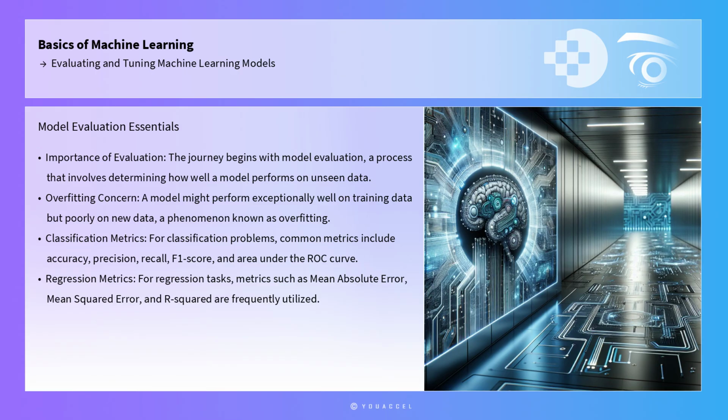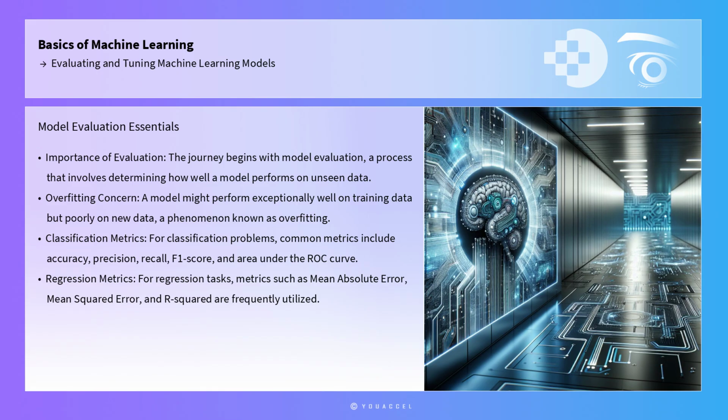The journey begins with model evaluation, a process that involves determining how well a model performs on unseen data. This is crucial because a model might perform exceptionally well on training data, but poorly on new data, a phenomenon known as overfitting. To assess model performance, practitioners use various metrics depending on the type of problem, classification or regression.